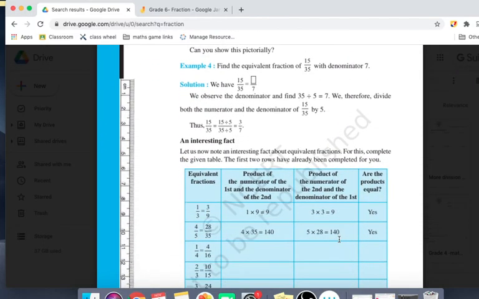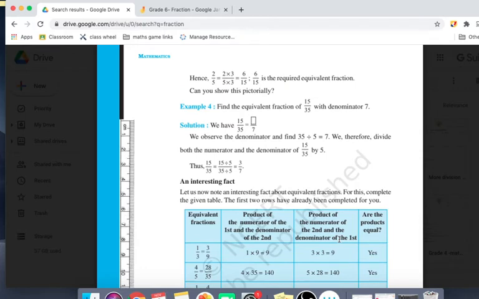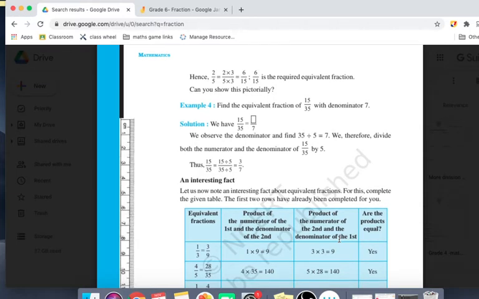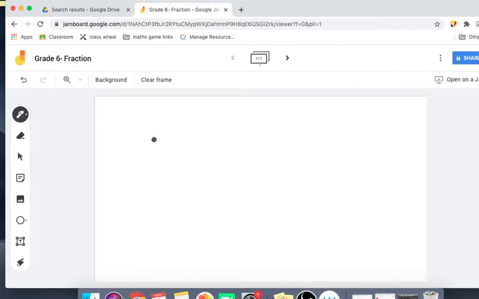There are so many questions like this, we will solve them together. Example 4 is saying: find the equivalent fraction of 15 by 35 with denominator 7. Now, whatever we have solved so far, what we have seen is that the numerator and denominator given were always small, like 3 by 7, and the expected denominator was 63. And we had to find the numerator. Until now we did this type of question.